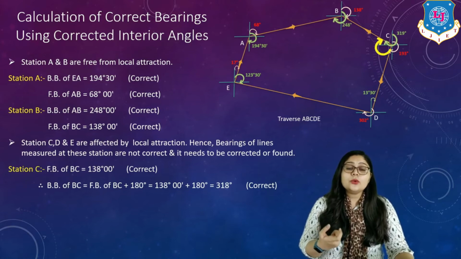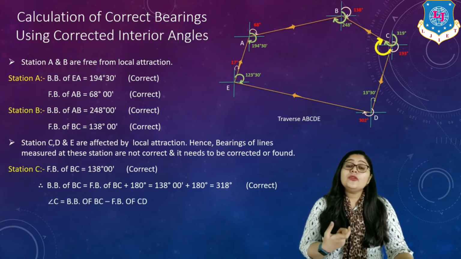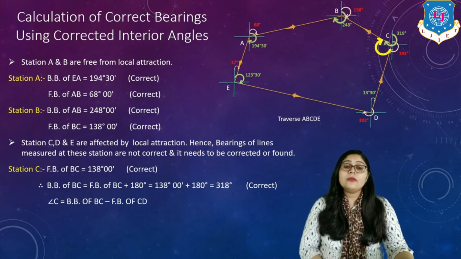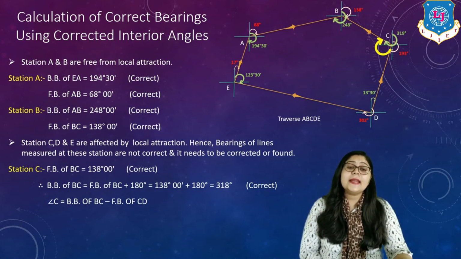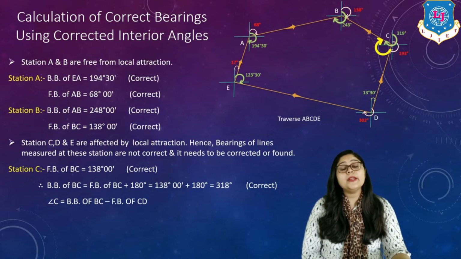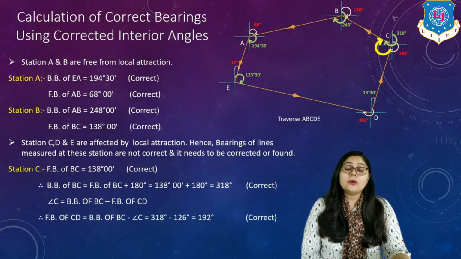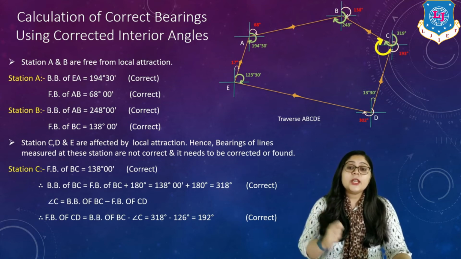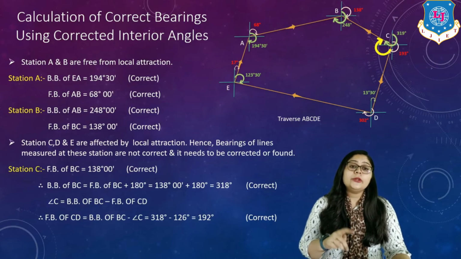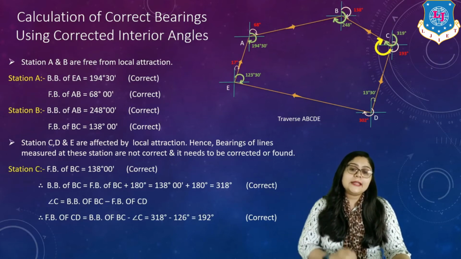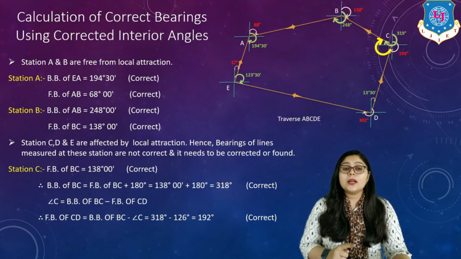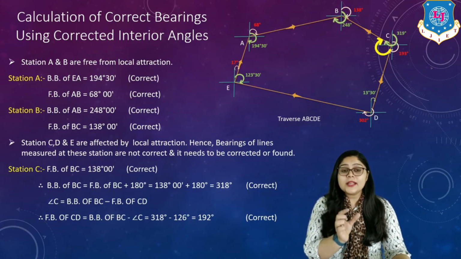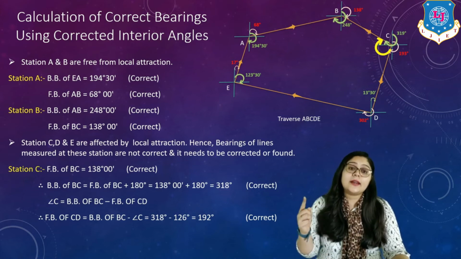Now, once you know the back bearing value, you can calculate the angle C. You can see in this traverse that angle C is the back bearing of BC minus the fore bearing of CD. Angle C is also known to you, as you have calculated it in the interior angle calculation, and the back bearing of BC you have just found. Now, you put in all the values and you get the corrected fore bearing of line CD, right? So, that is the method in which the angle is used to identify the next correct line, right?